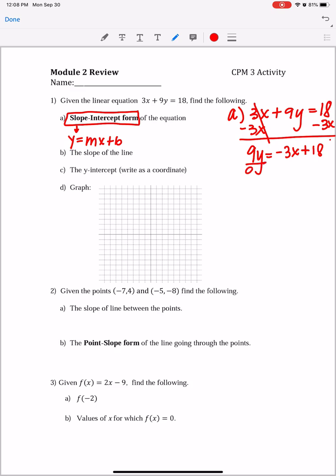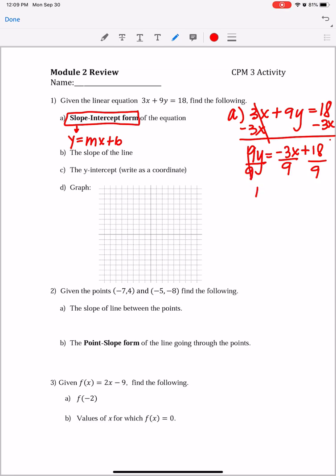So now I need to divide by 9. When I divide the left by 9, what am I dividing on the right by 9? The negative 3x or the 18? Hopefully you know the answer to my trick question. It's both of them. So we're dividing both of these by 9. Everything's getting divided by 9.